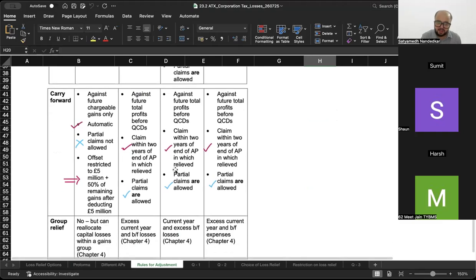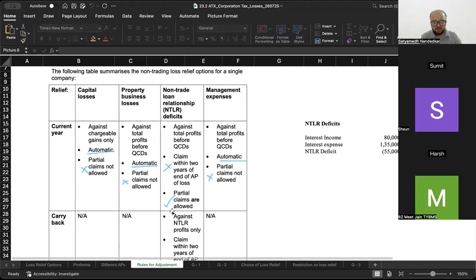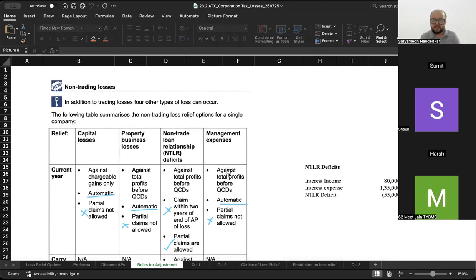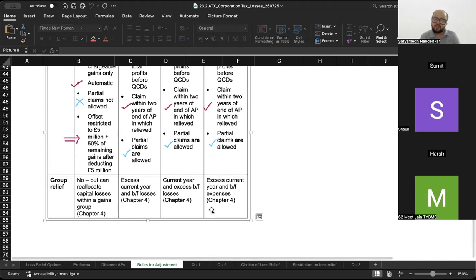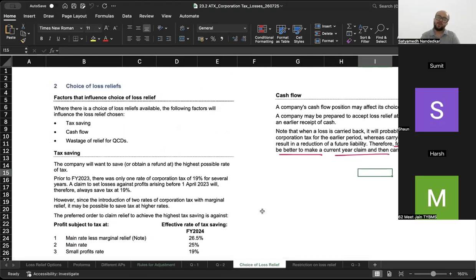Partial claims तीनों में अलाउड है. यहाँ पे आपके कैपिटल लॉसेस में partial claims are not allowed. And all these three, which three? Property business losses, NTLR and management expenses, the excess can be group relieved. Capital losses होंगे तो वो, it is not loss relief group में एडजस्ट नहीं होता है, it is adjusted in the capital gains group, when you are deciding that, by the way, losses are not transferred, assets are transferred at a no gain no loss transfer.